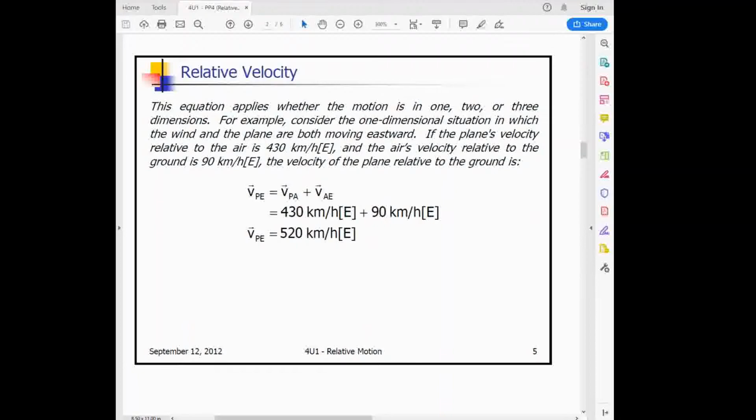So the equation VPE equals VPA plus VAE. In the situation that we had above, we know that the plane is moving at 430 kilometers per hour east, and the air's velocity relative to the ground is 90 kilometers per hour east. So if we want to find out what the plane's ground speed is, we add the air speed plus the wind speed. So 430 plus 90 gives us 520 kilometers per hour east.